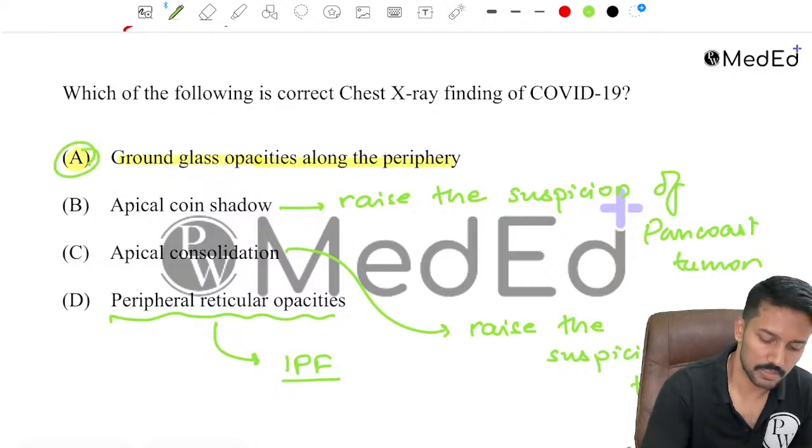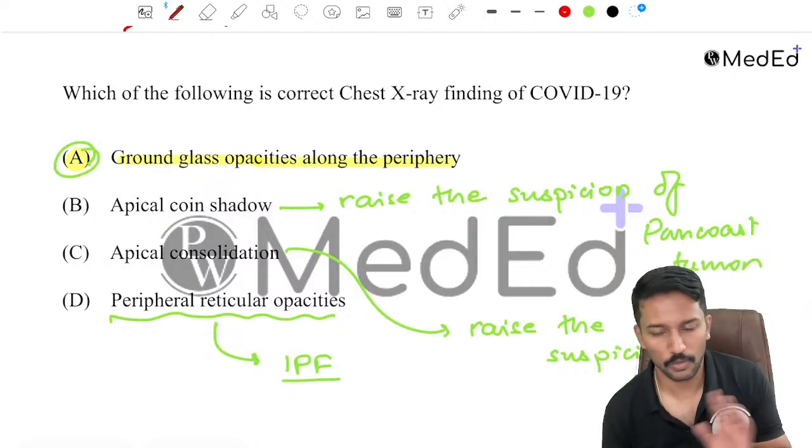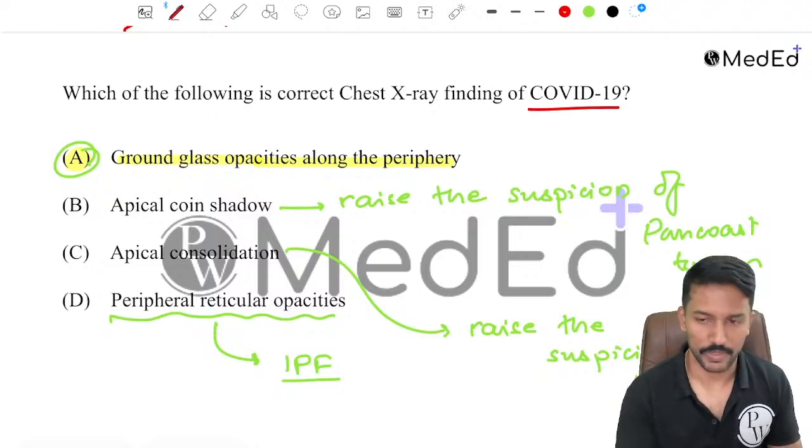So ground glass opacities is what we would see in patients with COVID-19 and many other conditions. So it is not specific, but that is the most common finding on the HRCT in COVID-19 patients.